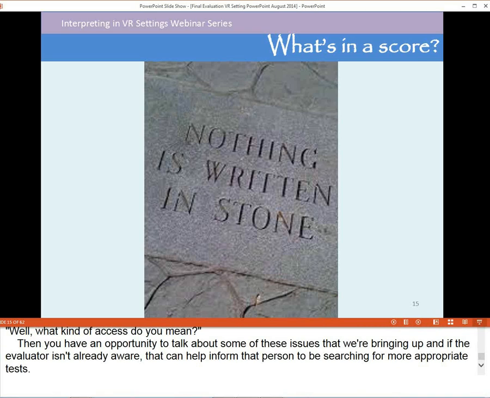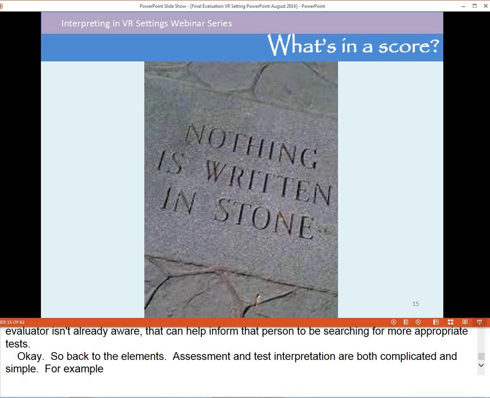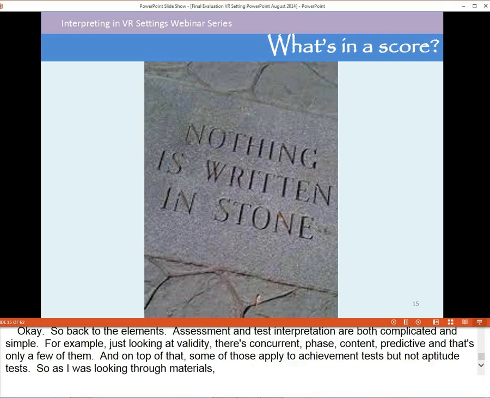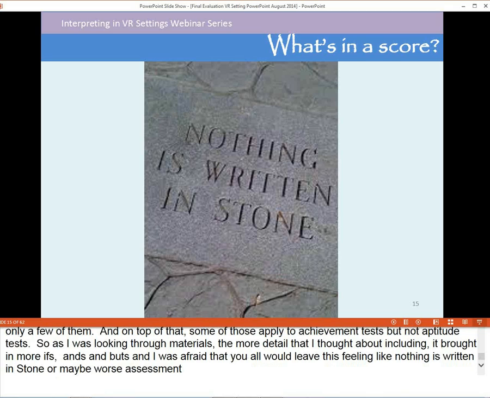Okay, so back to the elements. Assessment and test interpretation are both complicated and simple. For example, just looking at validity, there's concurrent, face, content, predictive, and that's only a few of them. And on top of that, some of those apply to an achievement test, but not an aptitude test. So as I was looking through materials, the more detail that I thought about including, it brought in more ifs and ands and buts, and I was afraid that you all would leave this feeling like nothing is written in stone, or maybe worse, assessment is all smoke and mirrors. And so I don't want to leave you with that impression.